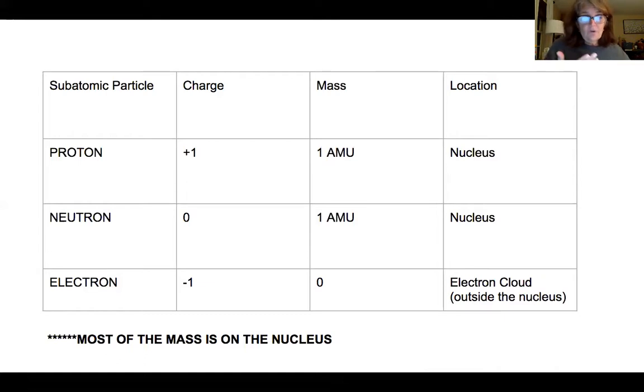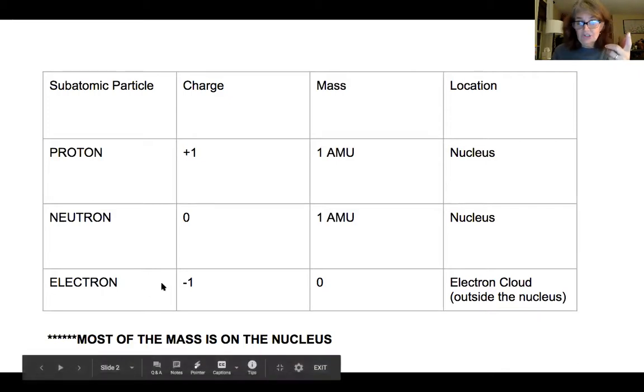So let's start with the proton. We know the proton is a +1 charge. We know that it has 1 atomic mass unit mass, and we know that it's located in the nucleus. The neutron has no charge. It's neutral, but it has mass. It's 1 AMU, and it's also located in the nucleus. The electrons, as we know, are in the electron cloud in shells around the nucleus. They have a negative charge, and they have no mass.